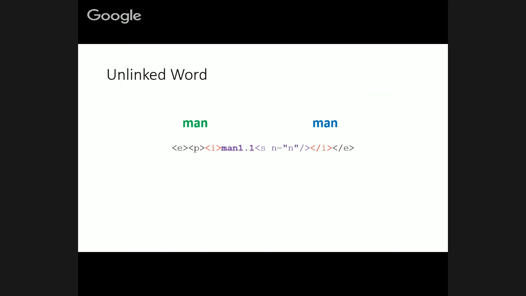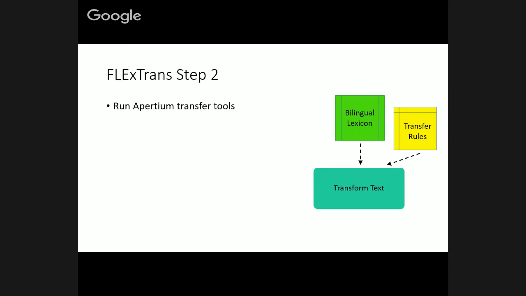For the word man, what comes out is just like this, an identity. Left and right are the same, so it just puts it in an I element. So nothing really has to be done. So then the next step is to run the Apertium tools.